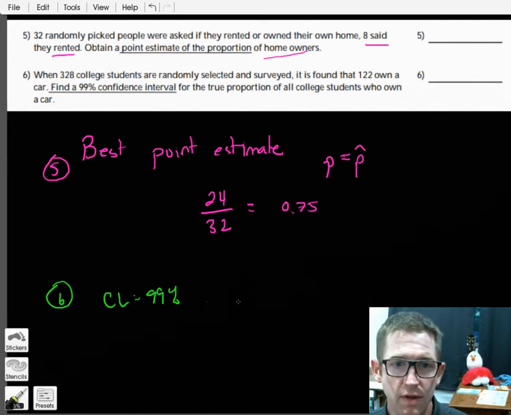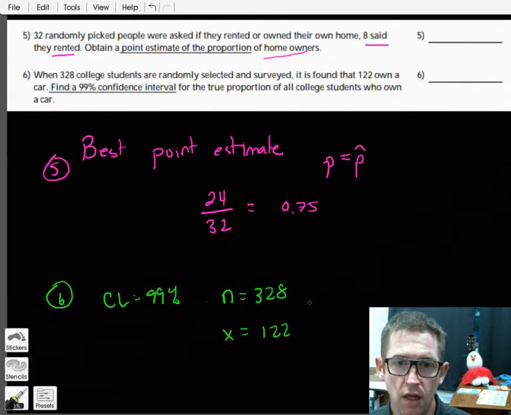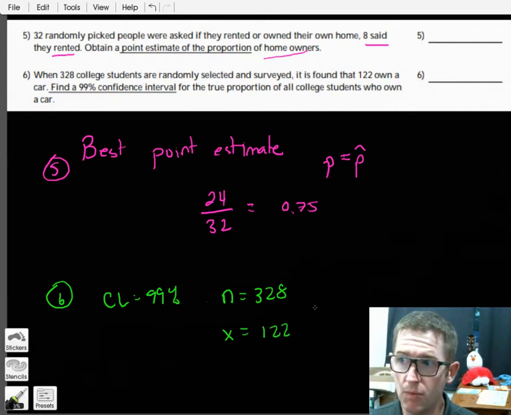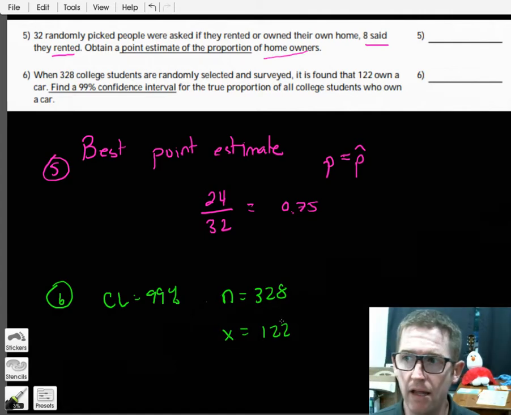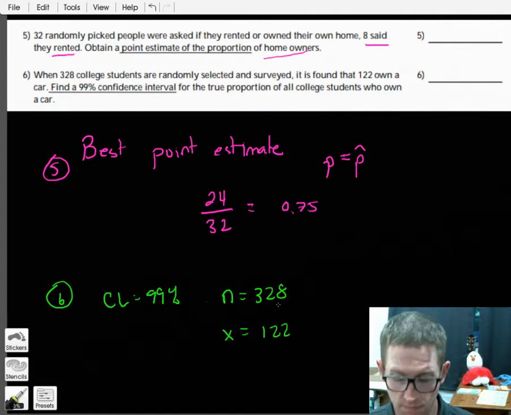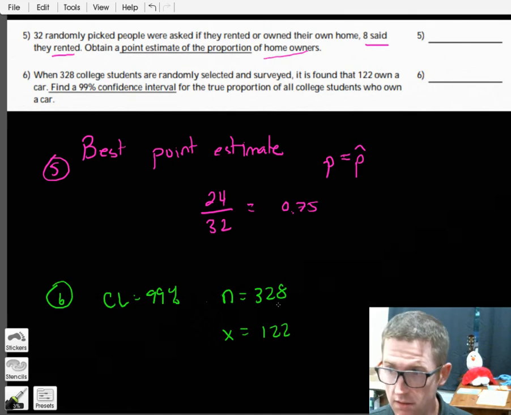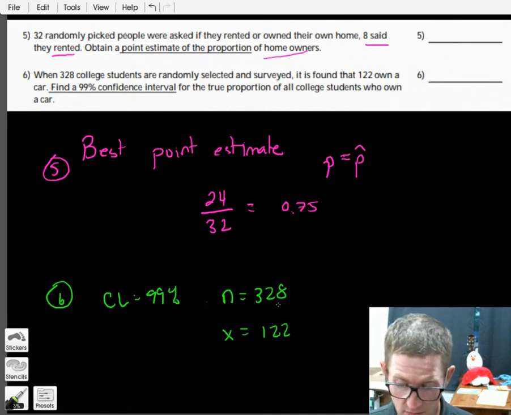It's quicker. So we need to note the important statistics that we have. We have n, the sample size, is 328. 122 own a car, and we're trying to find the true proportion of college students who own a car. So our x value is 122. So from that we can get our proportion. We actually don't need that for the one prop z interval that we're going to use.